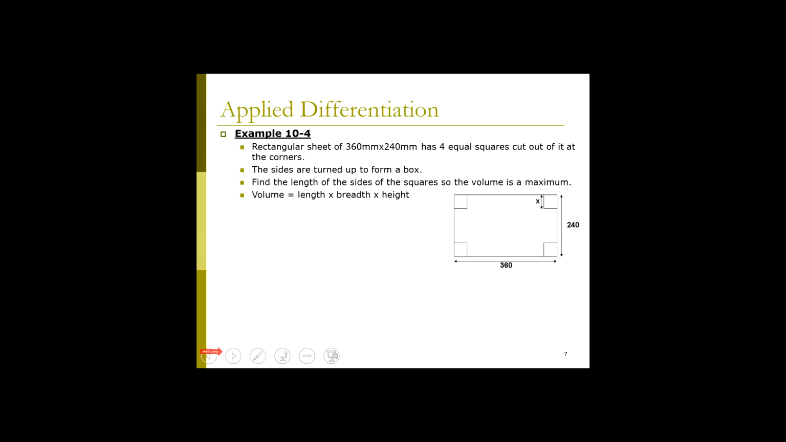Because differentiation lets us find the rate of change of one variable with respect to another. So eventually we will differentiate volume with respect to x. Let's first find that function. Let's first derive a function of volume in terms of x. That's quite easily done.